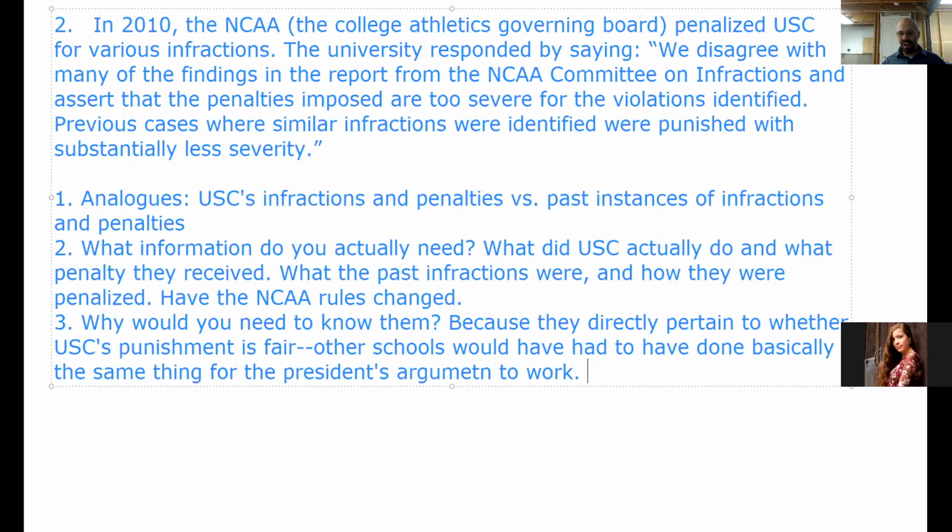And in point of fact, in terms of what actually happened in this case, USC probably got off light. The cases that the president was comparing their actions to weren't really comparable, and USC's violations were way more egregious, and they probably deserved a more serious penalty.